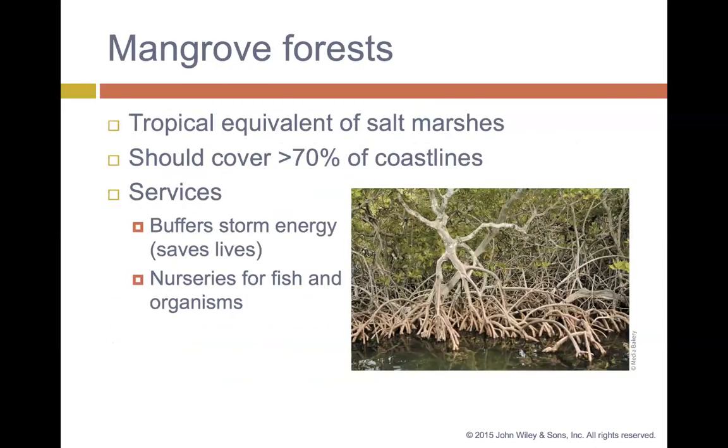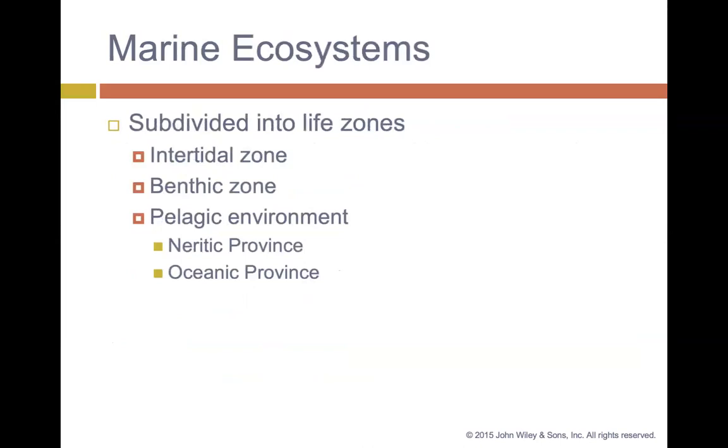Mangrove forests are the tropical equivalent of salt marshes, and they should cover about 70% of coastlines. They also help to buffer against storm energy. They save lives, and they're nurseries for fish and other organisms.